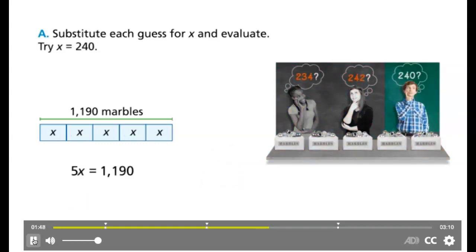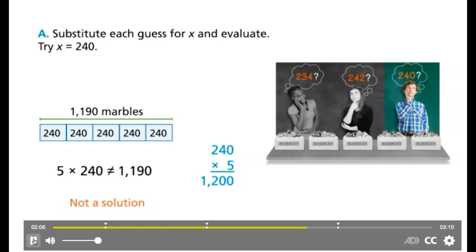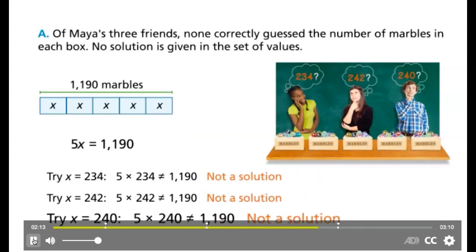Is the third friend correct? Let's try X equals 240. 5 times 240 is 1,200. The product does not equal 1,190. So X equals 240 is also not a solution. Of Maya's 3 friends, none correctly guessed the number of marbles in each box. No solution is given in the set of values.